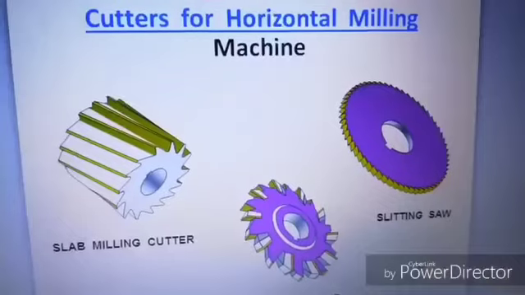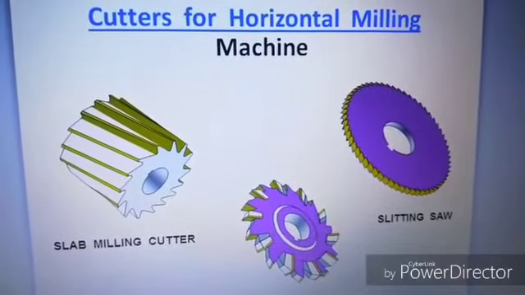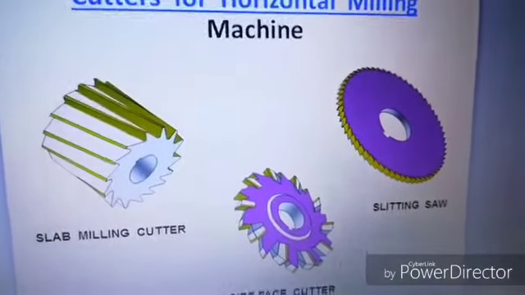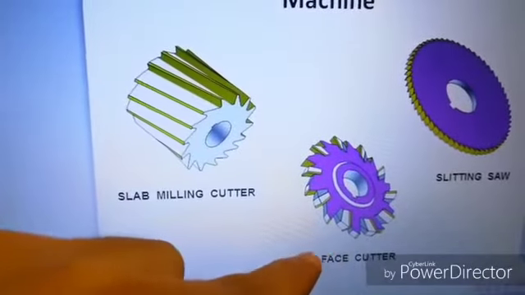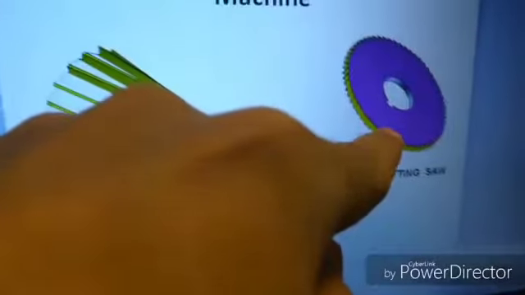Horizontal milling machine. Okay, firstly, the spindle rotates parallel to the table. Secondly, the machine table moves along the 3 axes, which are X, Y, and Z, and then the cutters being used are the slab milling cutter, which produces a flat surface, the side and face cutter, and the slitting saw. Okay, there are 3 cutters for horizontal milling, which are the slab milling cutter, side face cutter, and the slitting saw.